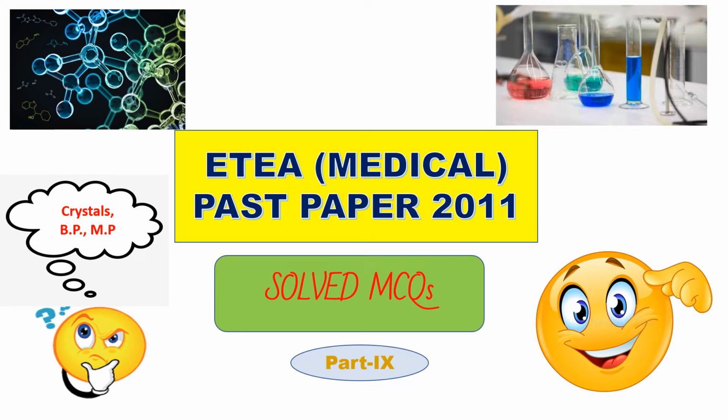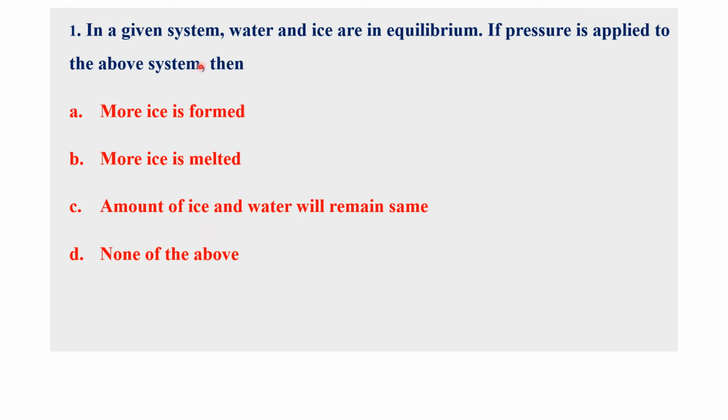Solved chemistry MCQs of ETA medical test. In a given system, water and ice are in equilibrium. If pressure is applied to the system, then: more ice is formed, more ice is melted, amount of ice and water will remain the same, or none of the above.